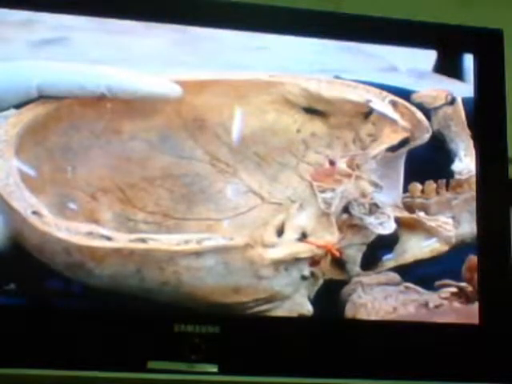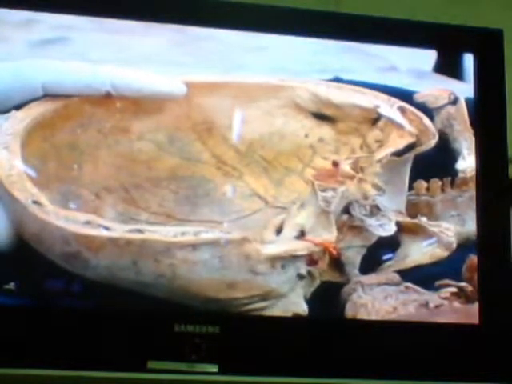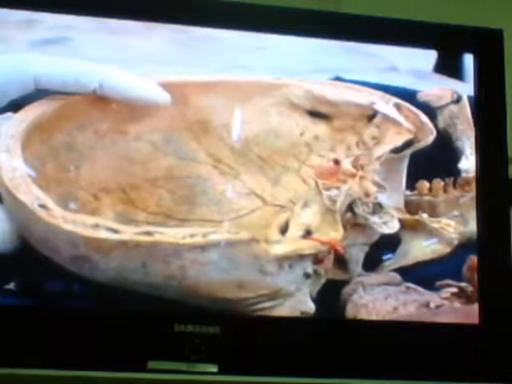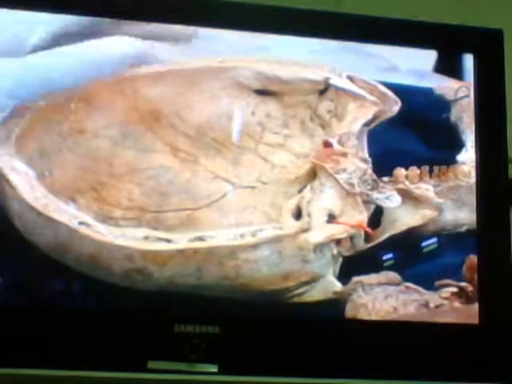Yes. So greater and lesser palatine, it will come down and come to the back of the palate or top. Right, sensory. And pure sensory, nothing else.